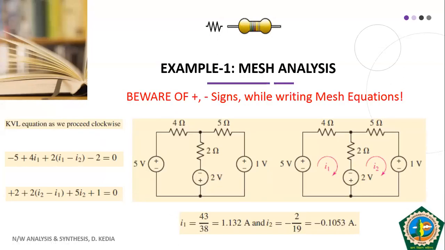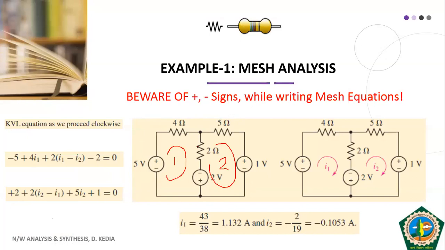So this is example number 1 for mesh analysis. Again, I am telling you that we have to be very careful for plus and minus sign while writing mesh equations. Okay, so you can see here that this is your circuit, where there are two mesh. So this is one mesh, this is your second mesh.